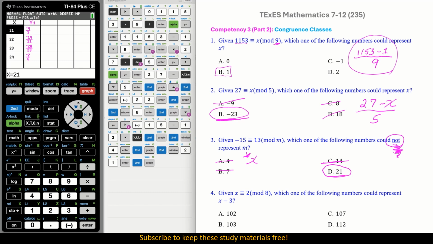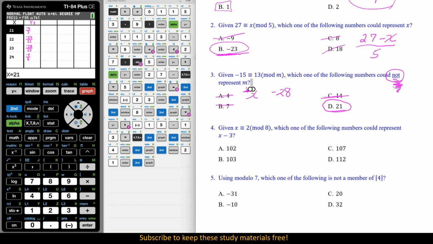Okay, so if you think about it, we had negative 15 minus 13. Well, that gives us a negative 28. Well, negative 28 can be divided by 4, 7, and 14. So because those numbers can divide negative 28 evenly, we know that they are good options, whereas 21 obviously did not divide it evenly, so it is not a good option. Okay, let's go to 4 and 5.